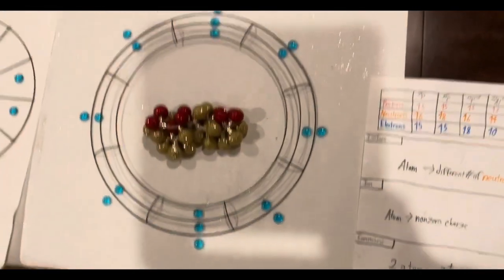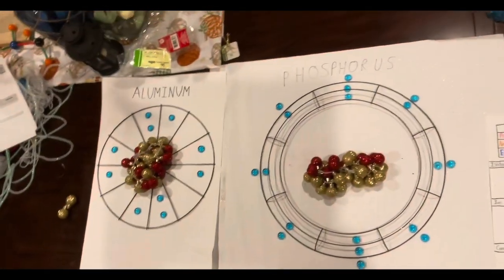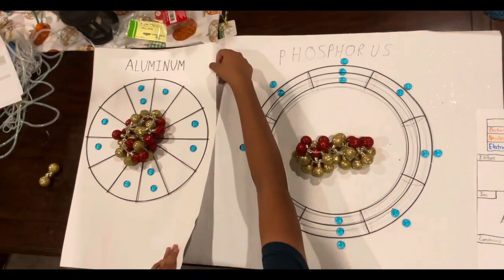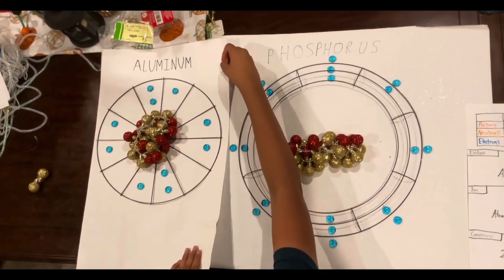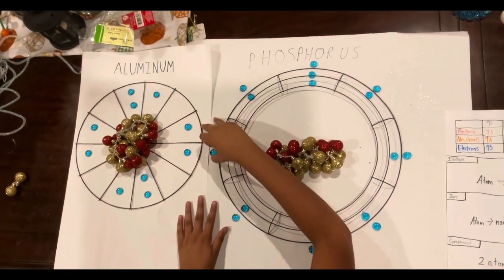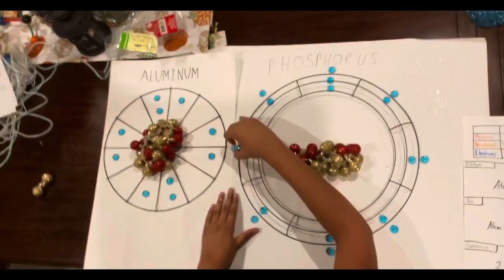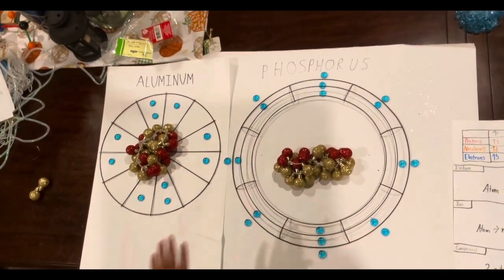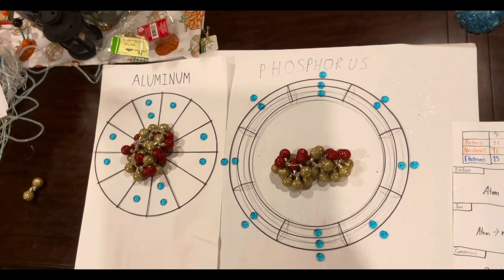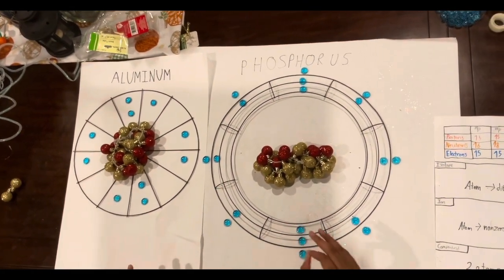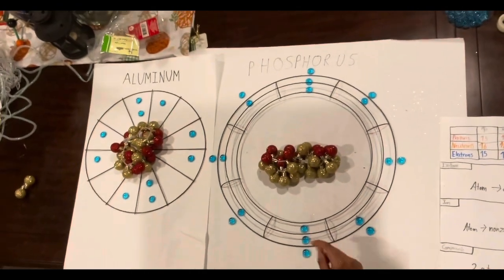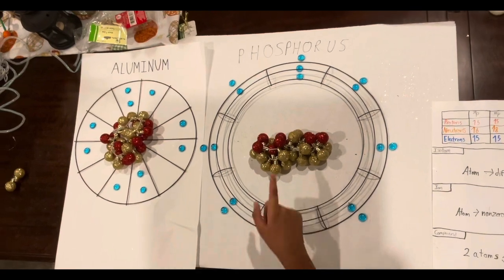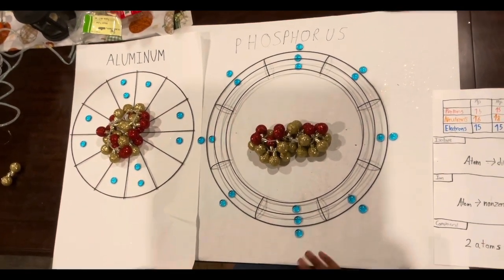So these two ions will start to attract to each other. Let's see this. And what we've got now is a compound. Notice they're not sharing any electrons. That would be a covalent bond. This is what is known as an ionic bond, which is two ions attracting each other. And this is what is known as aluminum phosphide.